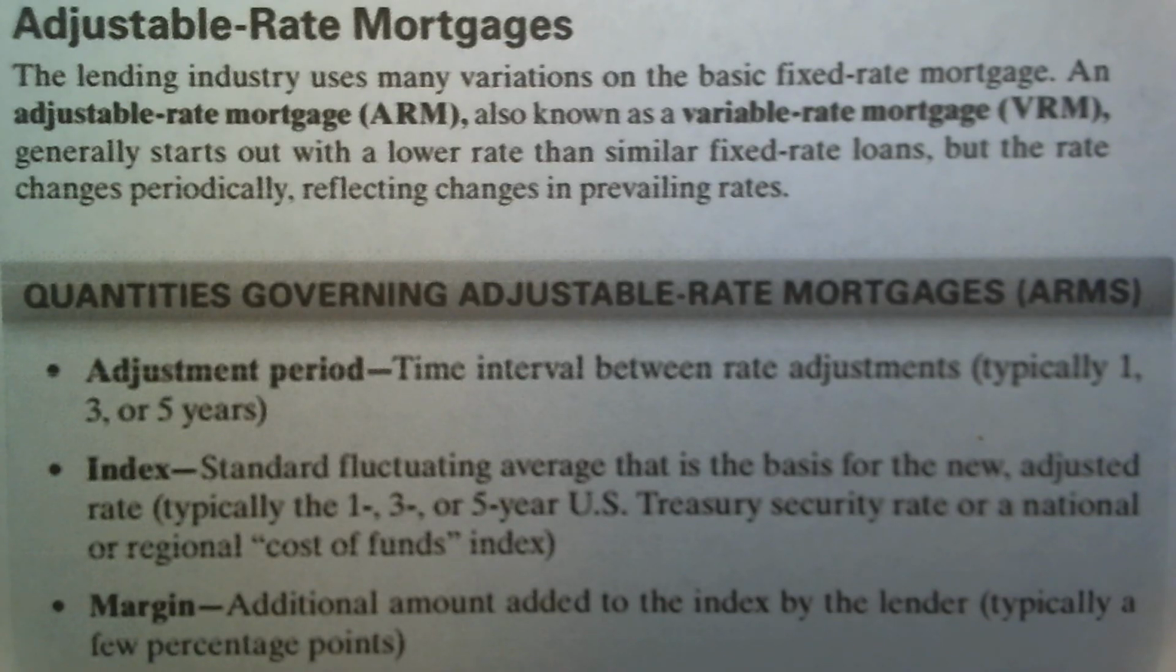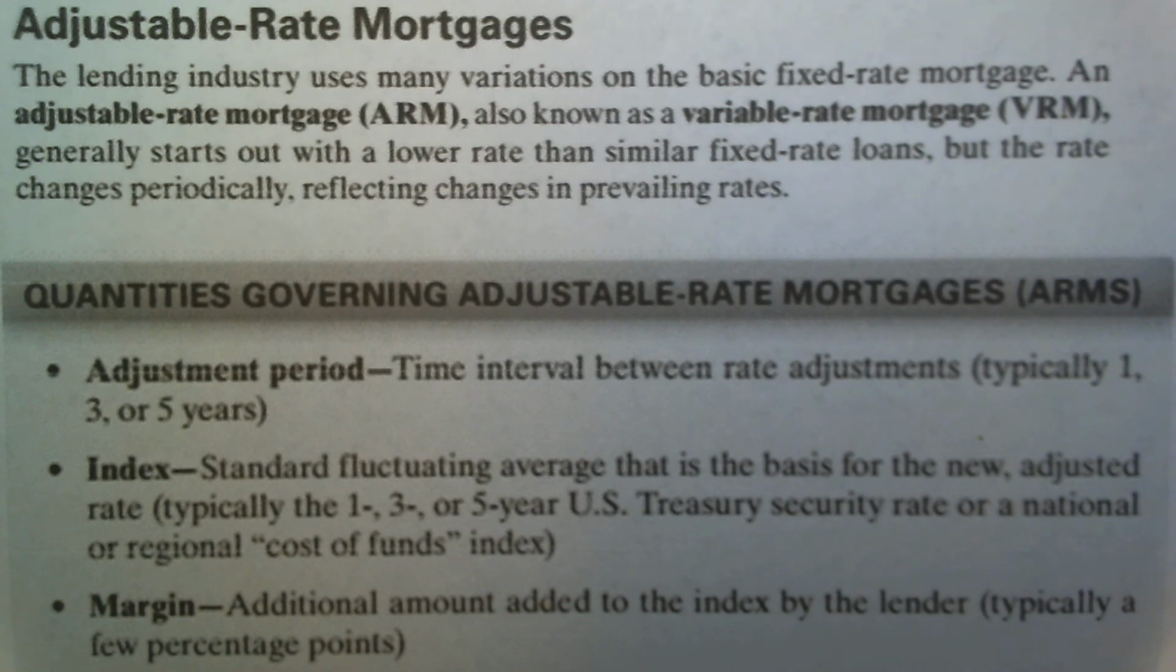So the next topic is adjustable rate mortgages, and even though a lot of people like fixed rate mortgages because the payments are predictable, there are sometimes reasons why an adjustable rate mortgage may be a good idea. It starts out with a lower rate than a similar fixed rate loan, but the rate changes periodically, reflecting changes in prevailing rates. What that means is that the rate can go up and it can go down. So you're basically hoping for the best, because it's obviously difficult to predict what mortgage rates are going to look like 3 or 5 years from now, depending when the adjustment period kicks in.